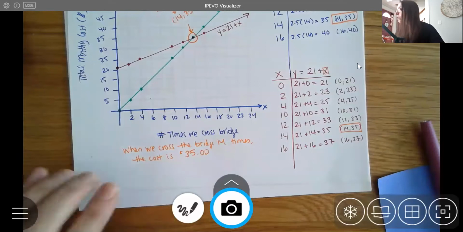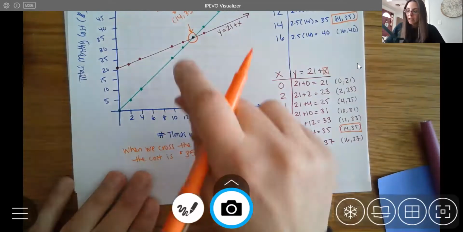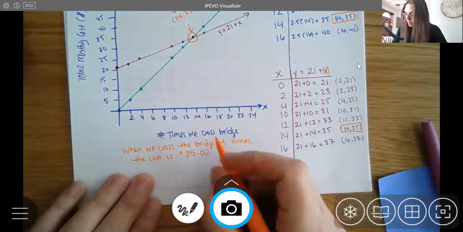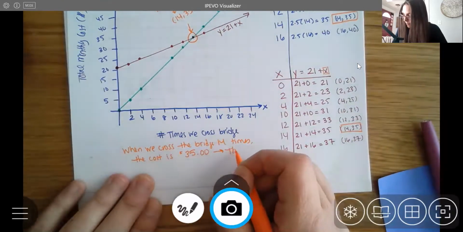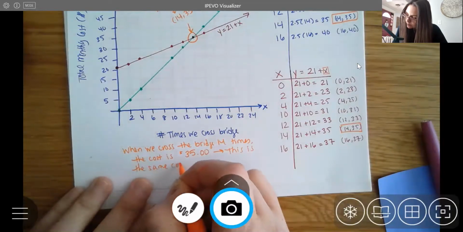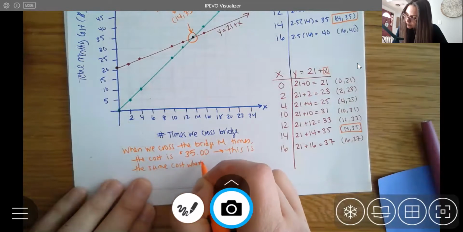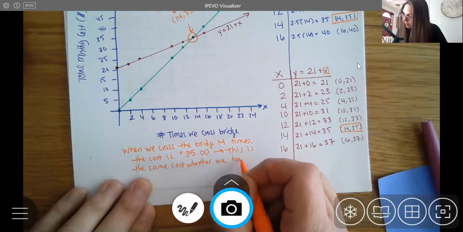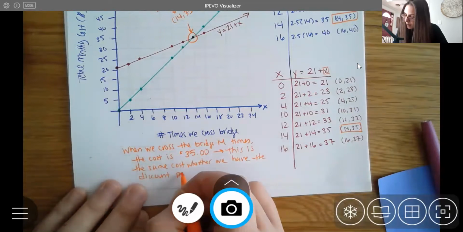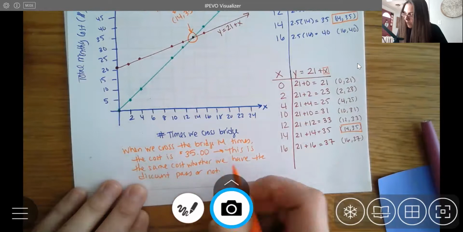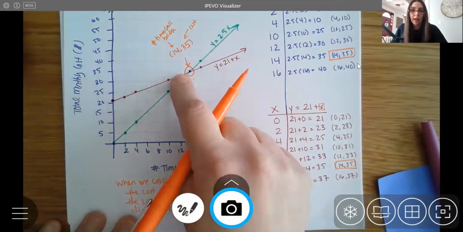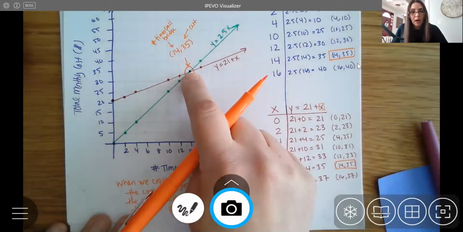And actually even more so than this, just analyzing this, it costs the same at this point, whether we have the pass or we don't have the pass. So whether we have the discount pass or not, right? Because they're equal, right? They cross at that same point. If they intersect, that means they're equal at that point. So here you have that same cost.